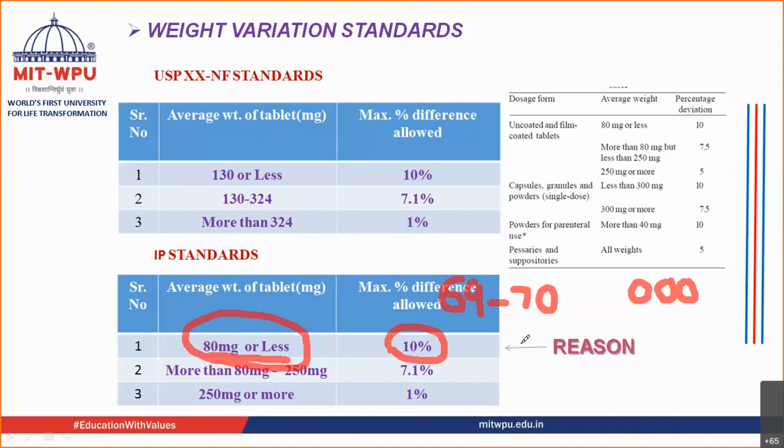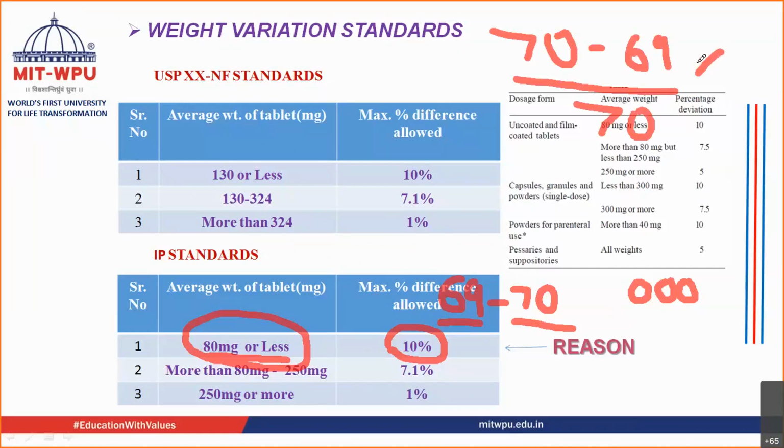Now the average weight of the tablet is 70 milligram, and you have found that the weight of the tablet is 69 milligram. So what is the difference? The difference is going to be 70 minus 69, upon 70, into 100. So how much is it coming? Can you do the calculations?